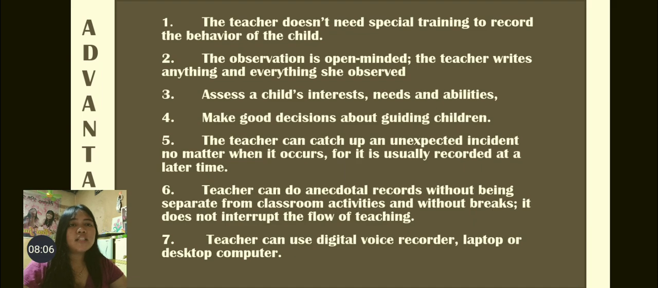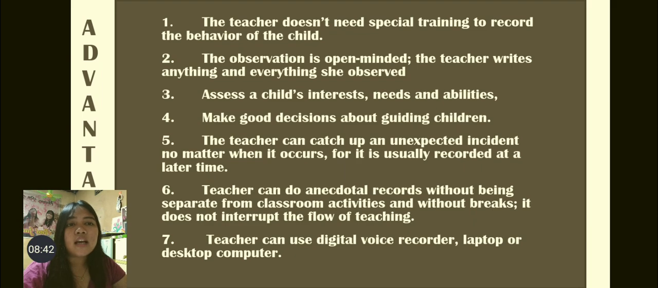Next, assess a child's interest, needs, and abilities. So when the teacher does an observation, of course, the teacher can also assess the interest or the needs of the child, and contribute on some things needed to improve in a child. So 4, make good decisions about guiding children.